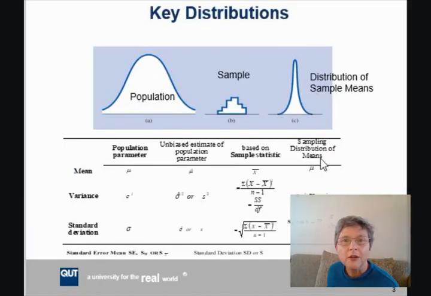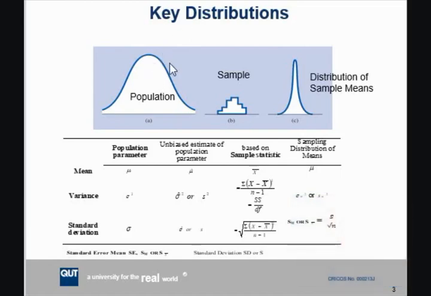Just a quick reminder of our key distributions then. We have our population of interest from which we draw our sample. And then our actual statistics are based on our distribution of sampling means. That is, if we took an infinite number of samples from our population and plotted their means, we would have a distribution of sampling means. And this is our comparison distribution for the majority of our statistics.